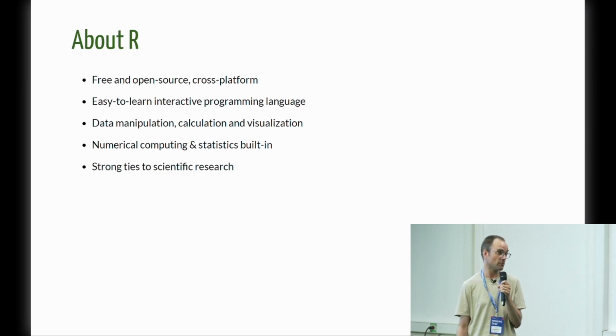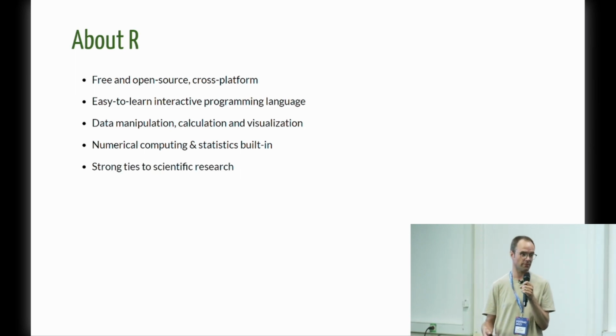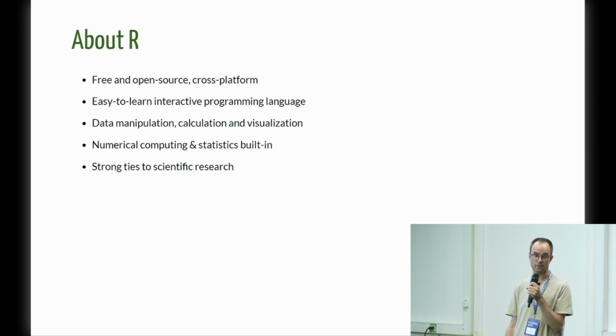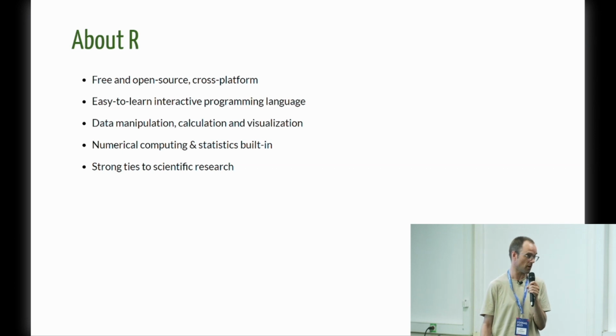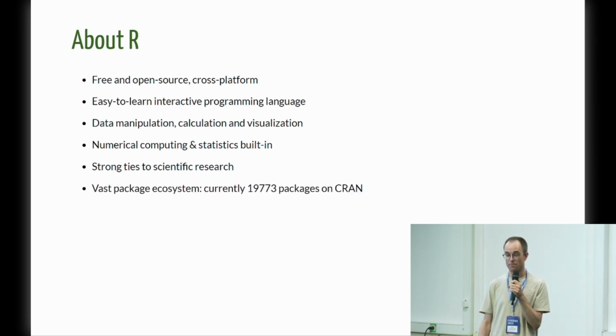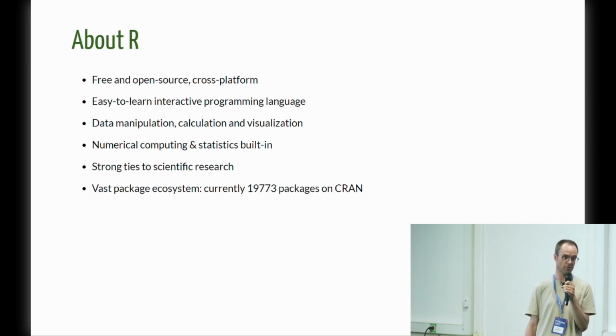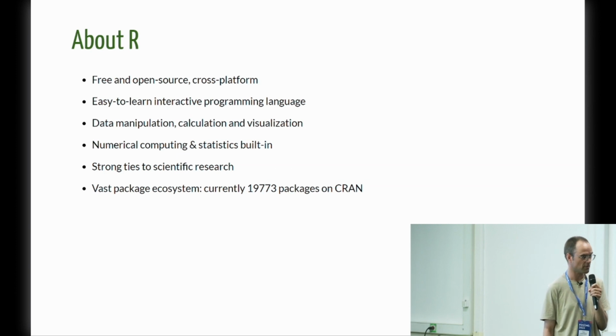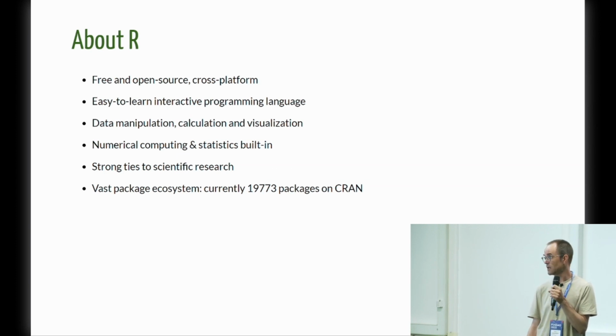And therefore it has strong ties to scientific research. So if you look into science in the papers, you will see that R is used a lot. Many R packages evolve from the scientific community. There are almost 20,000 packages now on CRAN, which is the Comprehensive R Archive Network. That's the major official repository for R packages, although there are still several others.